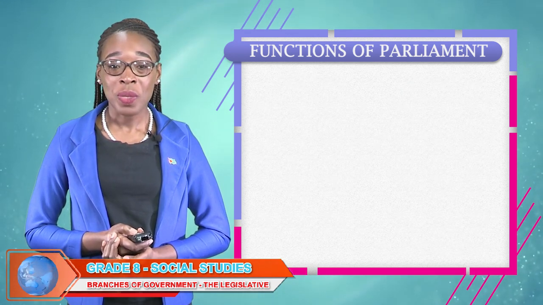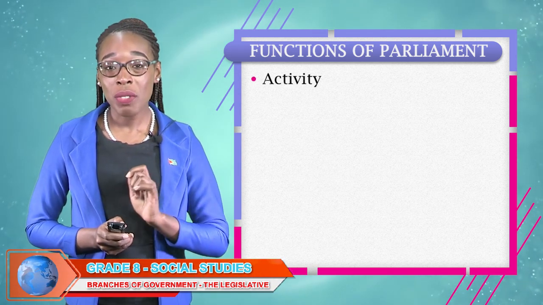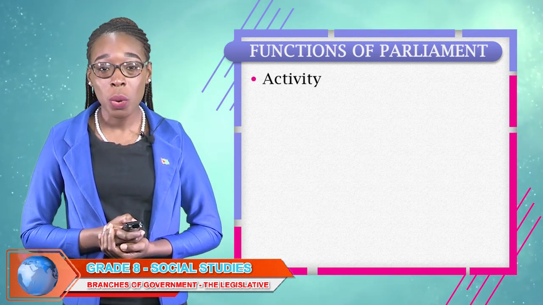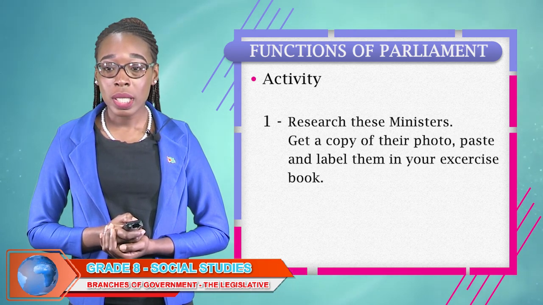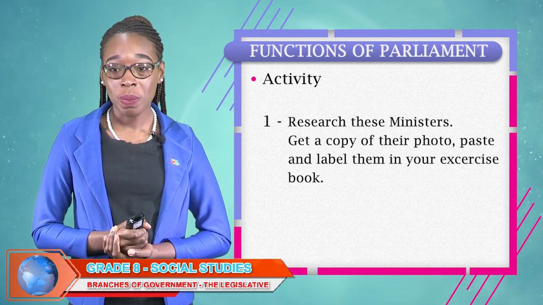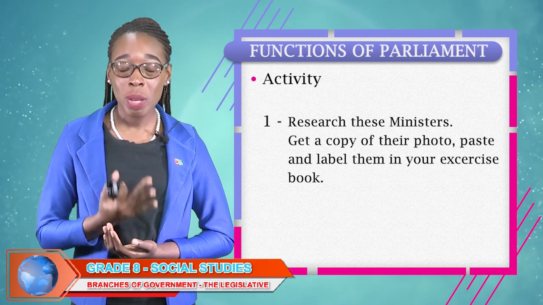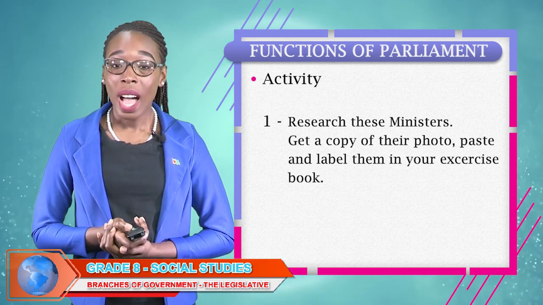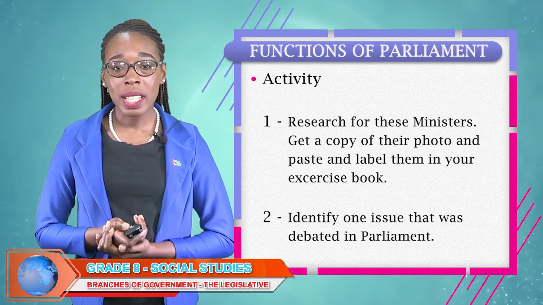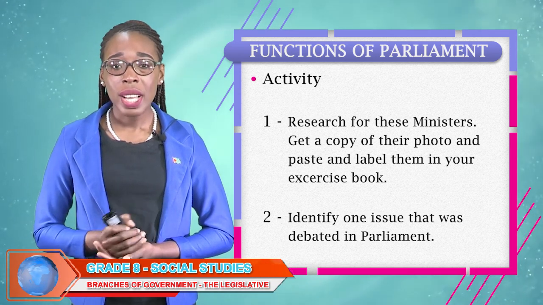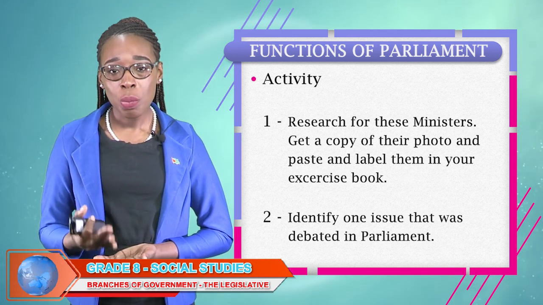All right. Here is another takeaway activity for you. So ensure that you have your pencils and your books close by if you hadn't before, so that you may take this activity. Research the ministers online that I would have just mentioned and get a copy of their photo, paste it and label it in your book so you may be familiar with who they are. I would also like for you to identify one issue that was previously debated in Parliament. You may do your research, see what issues were brought up before Parliament, and you may take note of that.